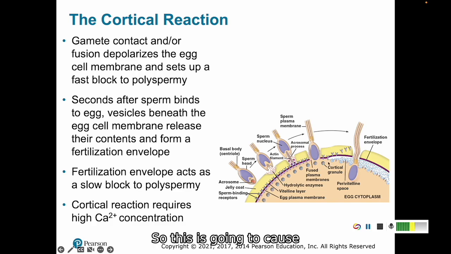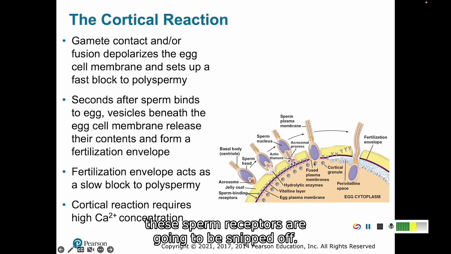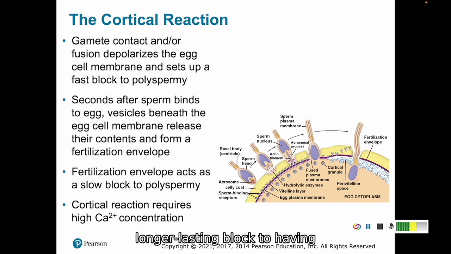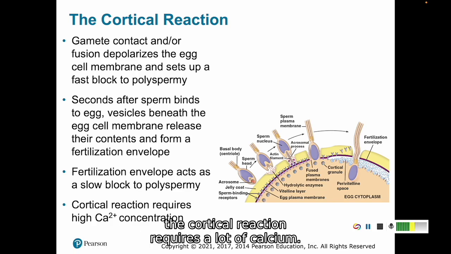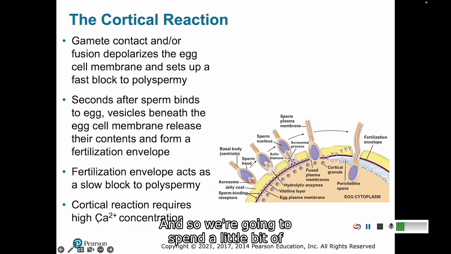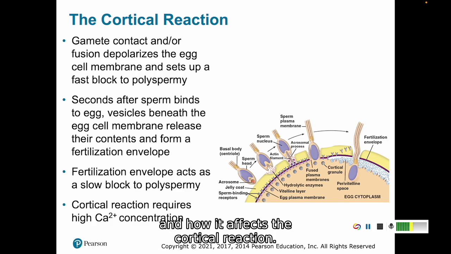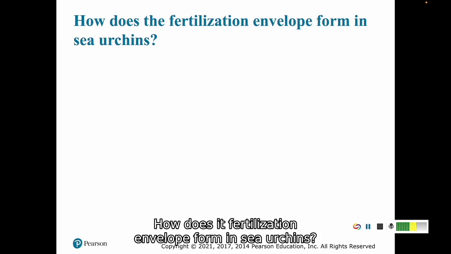So this is going to cause these sperm receptors to be snipped off, and the fertilization envelope is in place, and the egg has a slower, longer lasting block to having any additional sperm coming in. One thing that's interesting is the cortical reaction requires a lot of calcium. And so we're going to spend a little bit of time talking about calcium and how it affects the cortical reaction. Okay, how does a fertilization envelope form in sea urchins? And what is the function of the fertilization envelope?